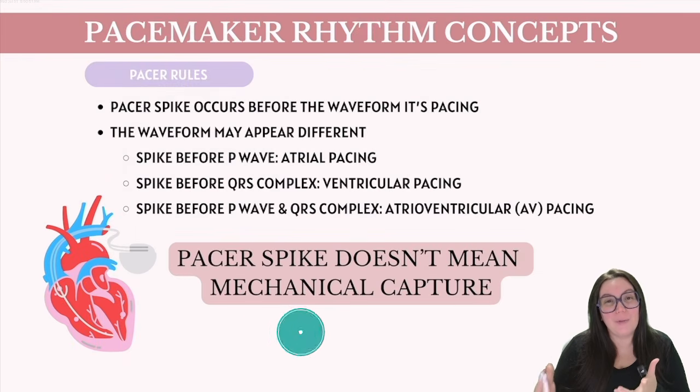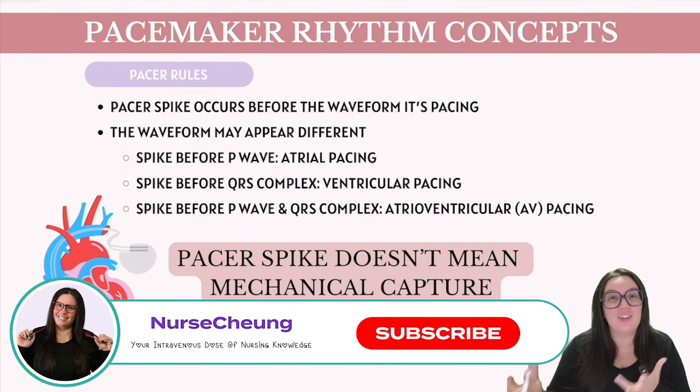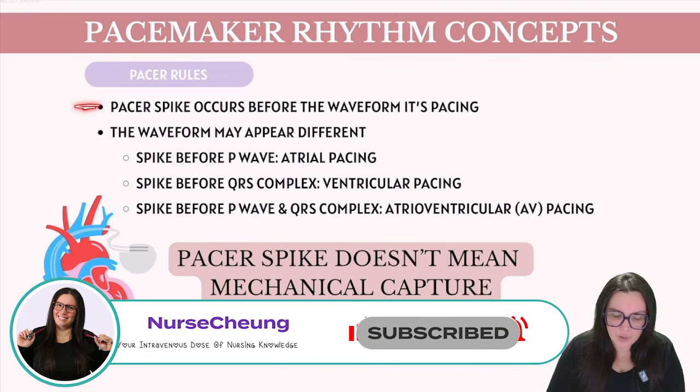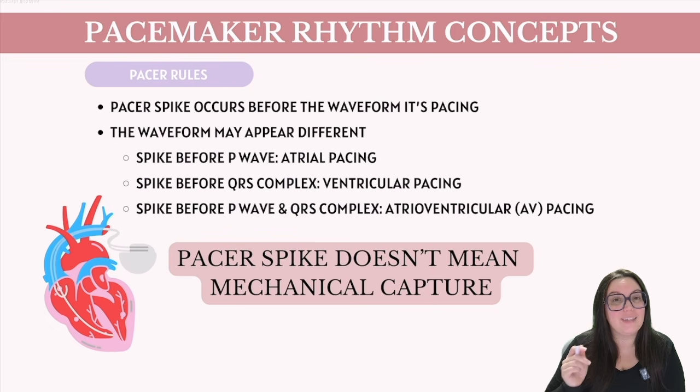So what are some common concepts or rules that we're going to need to know when it comes to pacemaker rhythms? Well, as we know, a pacer spike is going to occur before the waveform that it is pacing. So you can have one of two things occurring. You could have a pacer lead that's sitting up here in the atria, which would be causing an atrial pacing rhythm to occur, meaning we're going to see a pacer spike before our P wave.